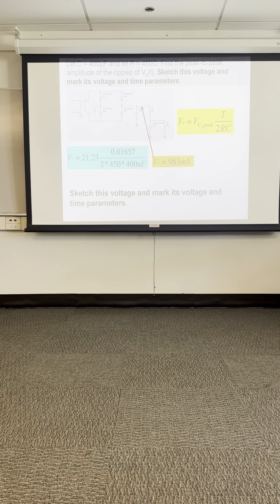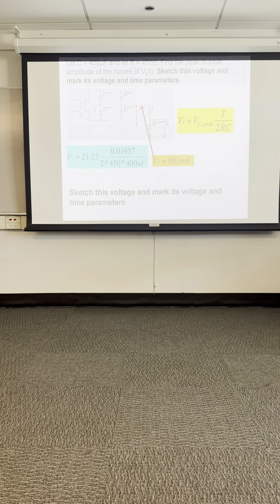A ripple: let's say the capacitor here is 400 microfarad, the resistor is 450 ohms. Assume we're given these. So the question: find the peak-to-peak amplitude of the ripple on the capacitor, sketch this voltage and mark its voltage and time parameters. So what type of rectifier is it? Is this full wave or half wave? Full wave?